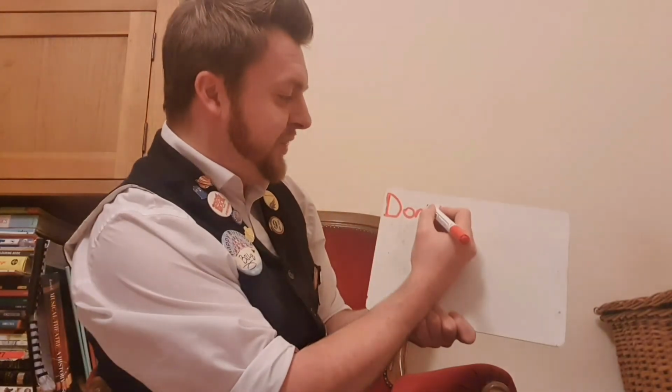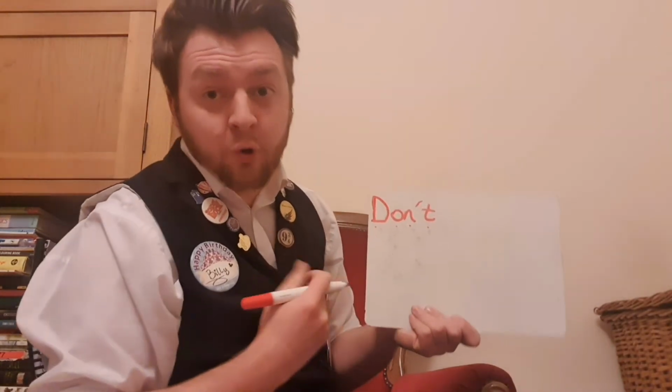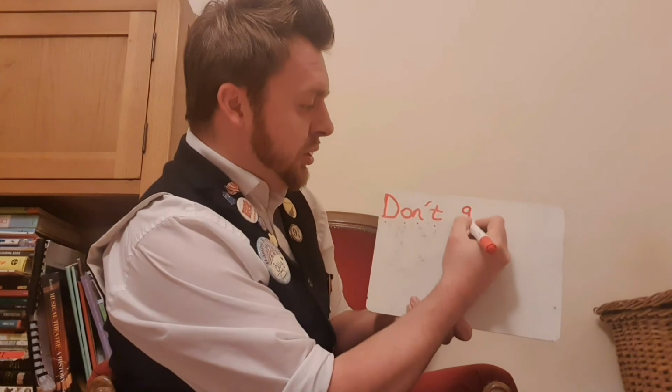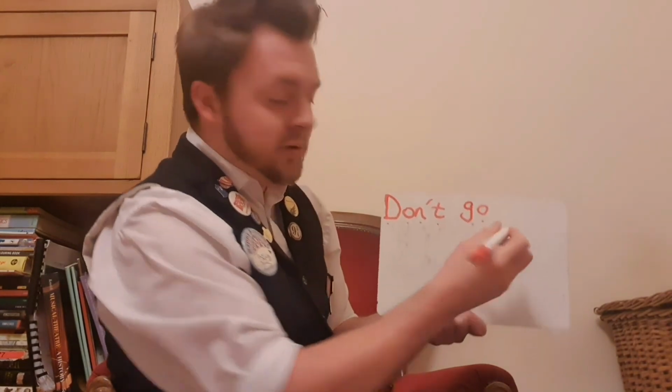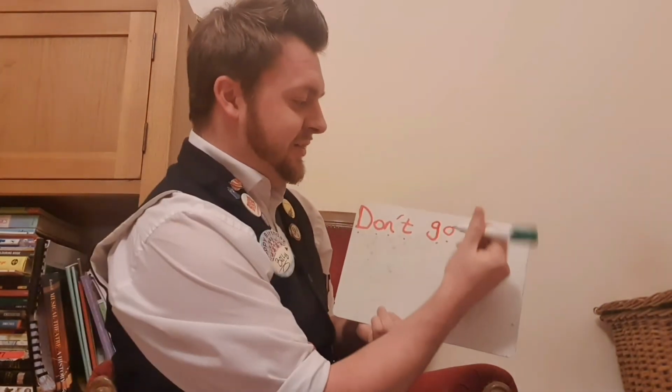An apostrophe, yes. D. O. N. T. Don't. Of course, we might usually write do not, but of course, we use the apostrophe there to shorten the word and makes it easier to write. Don't. Go. Oh, I can use my red pen for that. I thought it was a tricky word for a second, but now we know the alternative pronunciation, it's not tricky anymore. G. O.